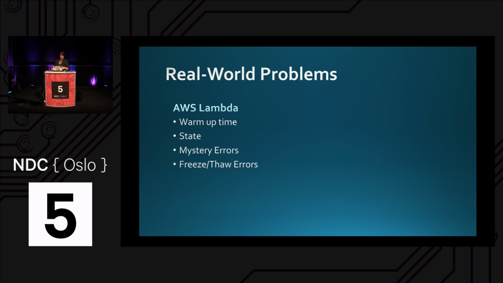Okay, so let's talk about some real-world problems. I've implemented Lambda in production with several customers. These are known problems, but again, you came to my talk to get reality, so maybe you haven't experienced this yet. Warm-up time is a known problem: if you need always-on Lambdas, there's the initial warm-up time because of the Docker container. Understanding how to properly store state is not really a problem, it's just an architectural challenge. And then there are mystery and freeze and thaw errors, the scary things.